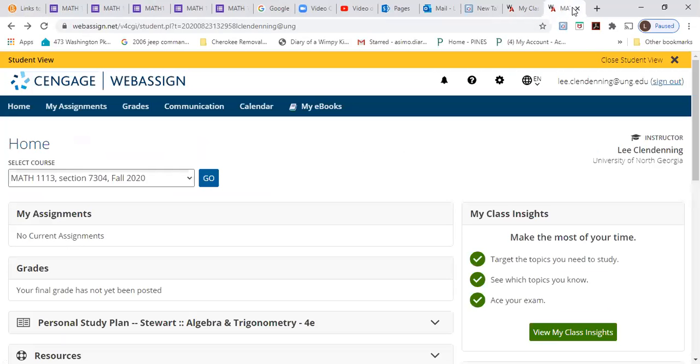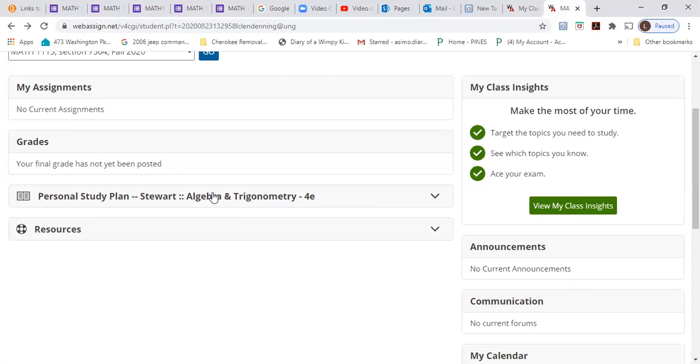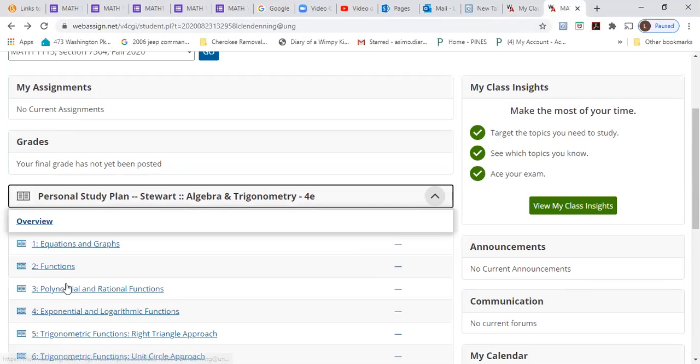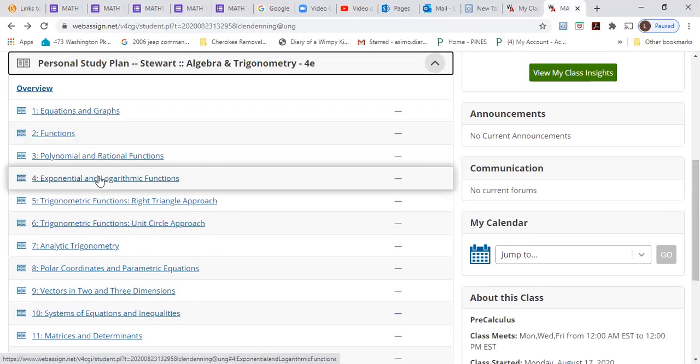And let's see if this is a better link. Yes, so if you hopefully know how to log into WebAssign, I left that instruction sheet in D2L. When you click on your course, down toward the middle of the page, you find Personal Study Plan. It brings up every chapter. Chapters 1, 2, 3, and 4 are college algebra, but we're starting in chapter 4. That's our overlap with college algebra.